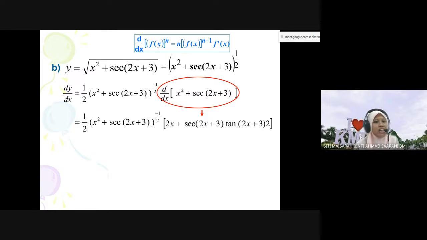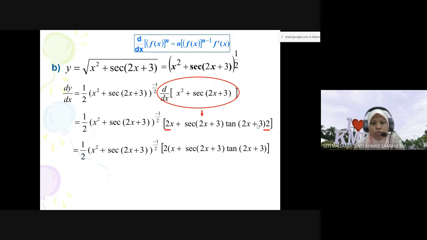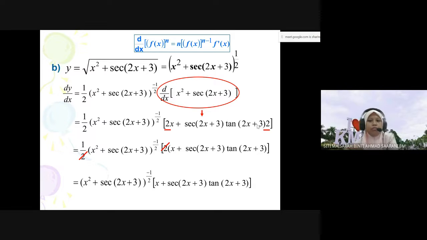Okay. So finally we can simplify it. This is the complete derivative. Finally we can rearrange. Looking at the back part, here we have 2x plus sec 2x plus 3 times tan 2x plus 3 times 2. So the 2 and 2 at the front we can factor. Factor the middle first. Okay, factor 2. So it will become 2x plus sec 2x plus 3 times tan 2x plus 3. And then we can cancel with the 1 over 2 at the front. So finally, we get x square plus sec 2x plus 3 power negative 1 over 2 multiply by x plus sec 2x plus 3 multiply by tan 2x plus 3.